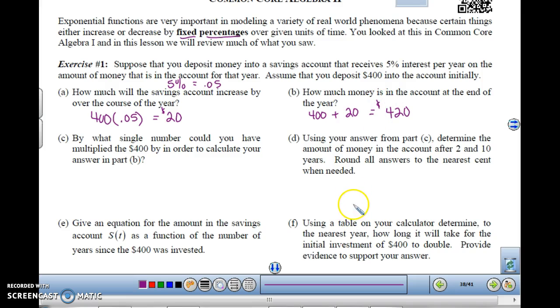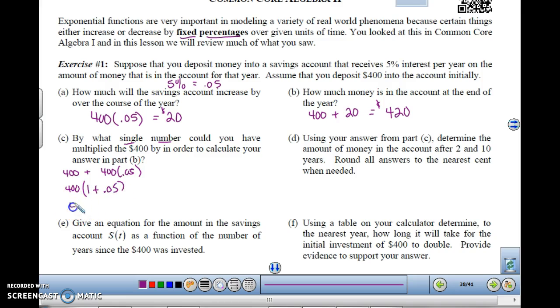Now, having to do this every single time can be monotonous, and can be really confusing. So let's think about this for a second. By what single number could you have multiplied 400 by in order to calculate your answer in Part B? It has to do with what percent you're getting when you're done. You started with $400, and then you added in 400 times 0.05 as your interest to get your total amount. If we look at this as a GCF, what's our GCF between these two terms? It would be 400. 400 times 1 plus 0.05.